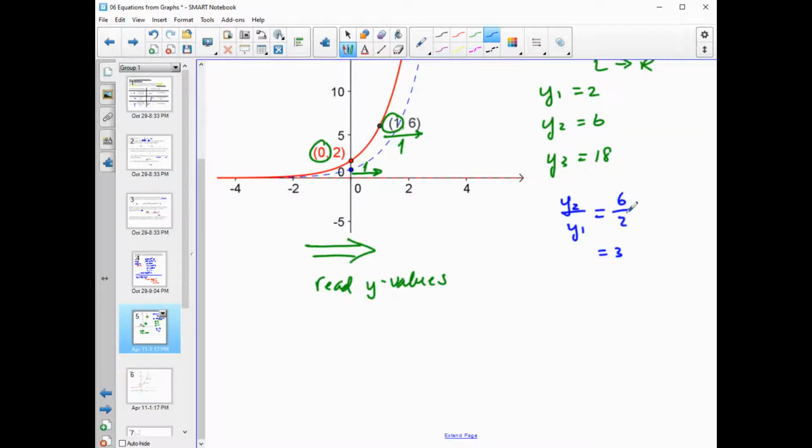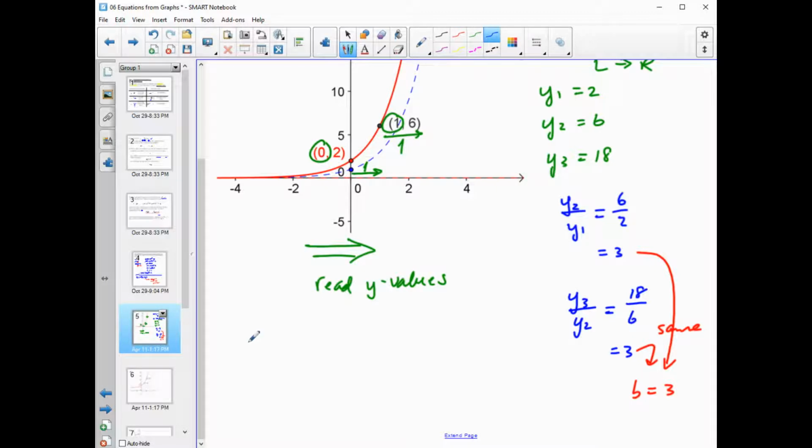Technically, that is enough. But if you have the points available, it is always a good idea to take another ratio. So in this case, I have y3 over y2. That is 18 over 6, which is equal to 3. Since these two values are the same, and that's a good thing, that tells us that our b value is equal to 3.